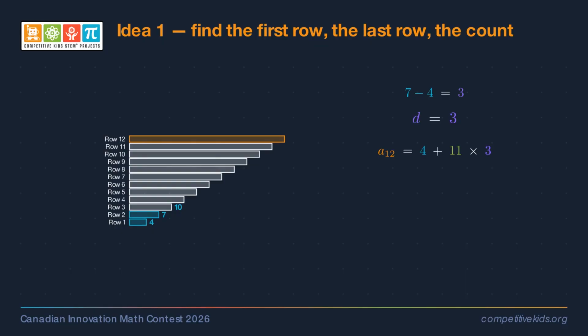Step 2. Find the top row using the formula. A sub 12 equals 4 plus 11 times 3. That is, 4 plus 33 equals 37. Top row has 37 blocks.